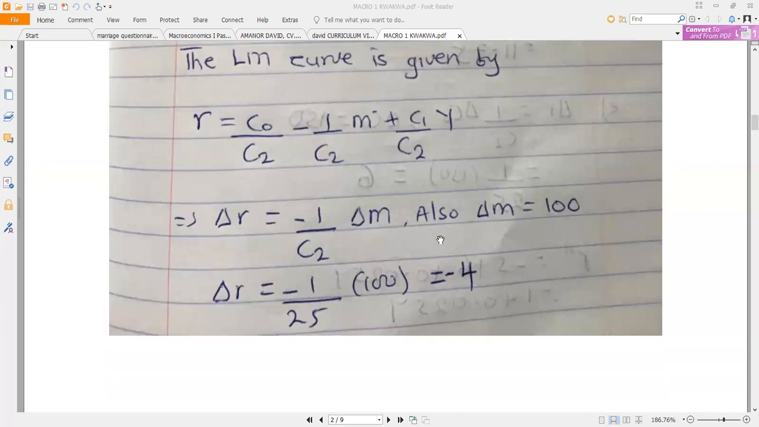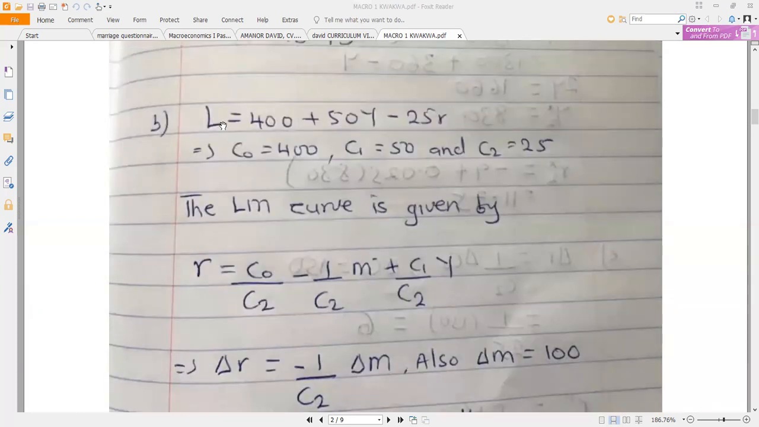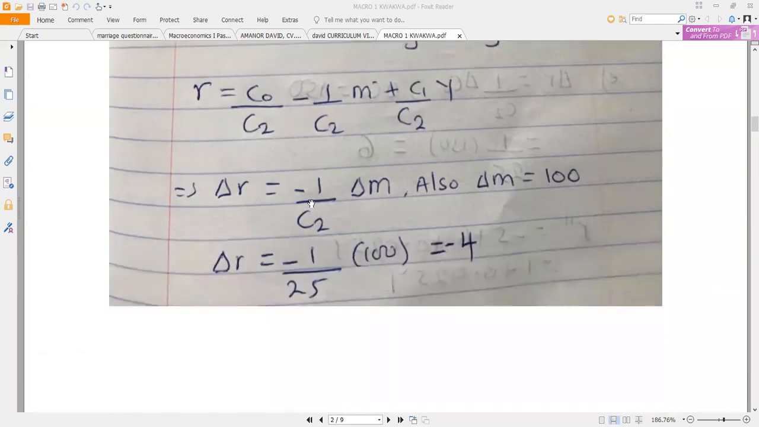So now, let's go back to our question. We want to see the magnitude of change in the LM curve, and where it will shift to if the quantity of money increases by 100. First, you need your C2, the interest sensitivity of money demand. That's why they gave the demand for money function. Here the C2 is 25. So the change in R is minus 1 over C2 times the change in M. Minus 1 over 25 times 100 gives us minus 4.